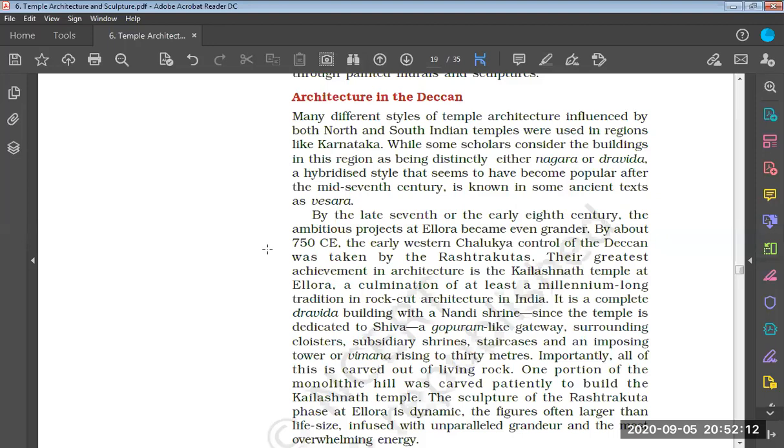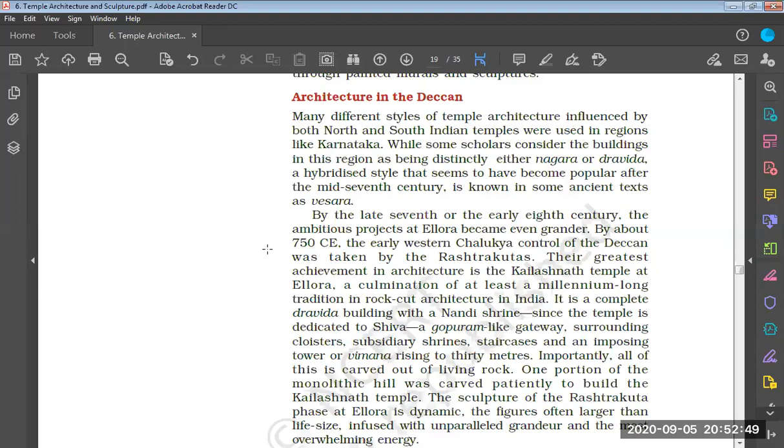Now moving forward to the architecture in the Deccan. Many different styles of temple architecture influenced by North and South Indian temples were used in regions like Karnataka. While some scholars consider the building in this region as being distinctly either Nagara or Dravidian, a hybridized style that seems to have become popular after the mid 17th century is also known in some ancient texts as Vesara.